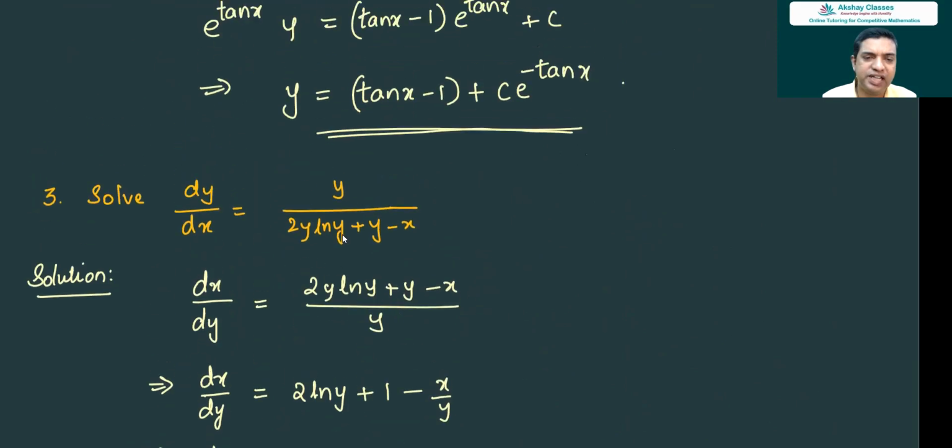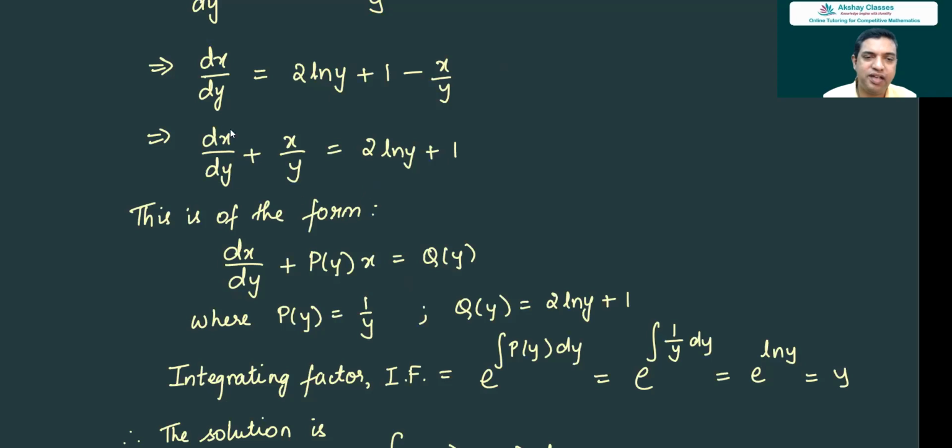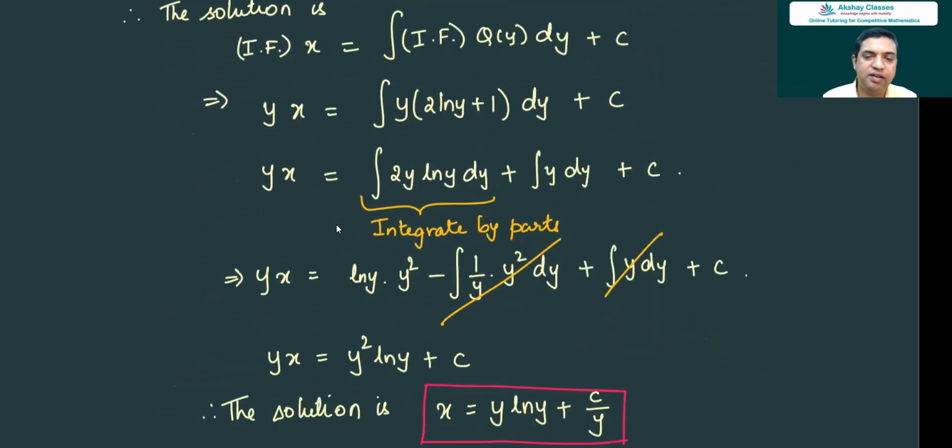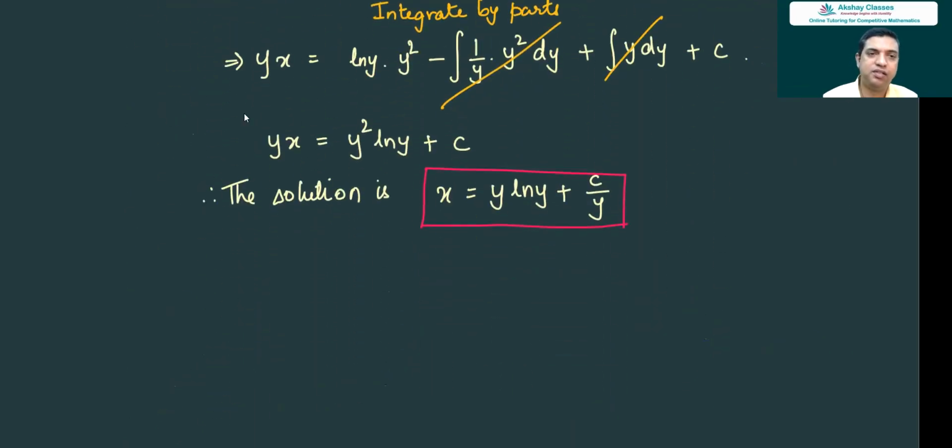So this was not directly in linear form, but upon conversion, it came to a linear form and then we solved. Let us do one more problem.